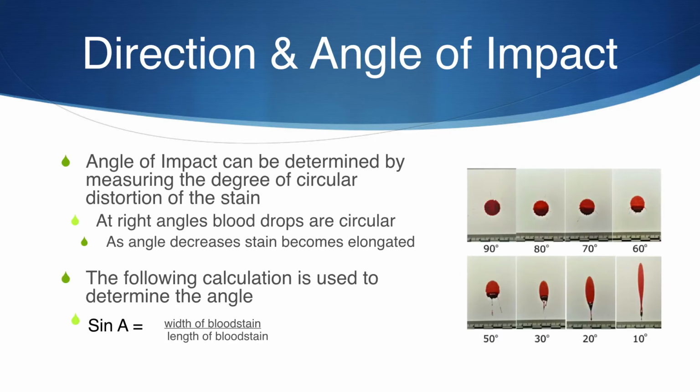Another piece of information that they use is the angle of impact. And the angle of impact is formed between the path of blood and the surface that it contacts. But it can be determined by measuring the degree of the circular distortion of the stain. So at a right angle, which is 90 degrees, blood droplets are circular. As the angle decreases, the stain becomes elongated.